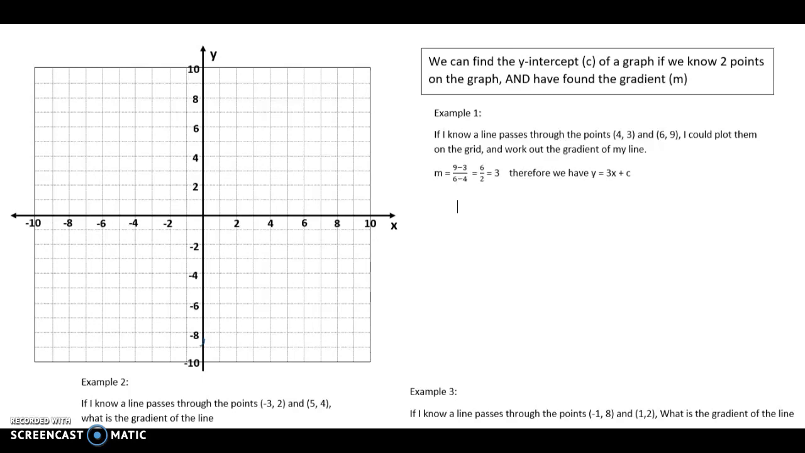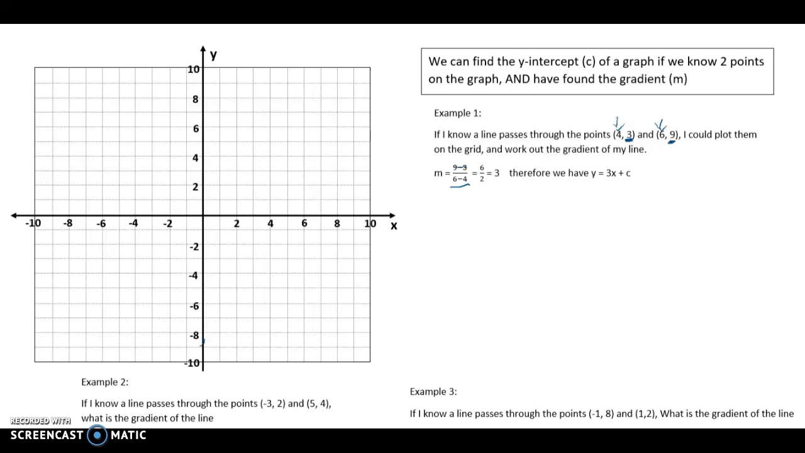In example 1, it's the same as the previous video. If I know a line passes through the points (4, 3) and (6, 9), I could have plotted them on the grid and worked out the gradient of my line, or I could have used my gradient formula. So I could have said it was the 9, the y value, minus the 3, so that's why I got the 9 minus 3 over there, and the 6 of my x values minus the 4.